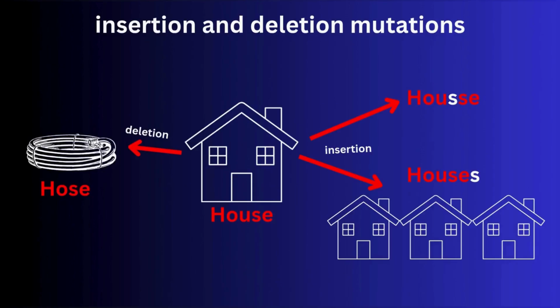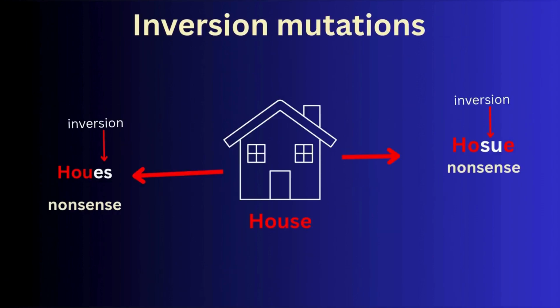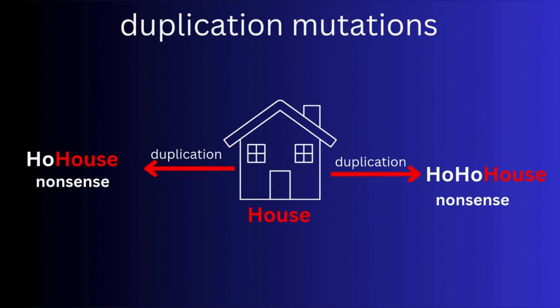The same can be seen for insertion and deletion mutations. Sometimes they make sense and sometimes not. Our government might be building a house or houses, but not a homes. But if we spell house just a little bit wrong, sometimes we might still be understood. There are also inversion mutations which swap half the code around so it's in the opposite orientation to before, and duplication mutations which duplicate a little bit of the code.